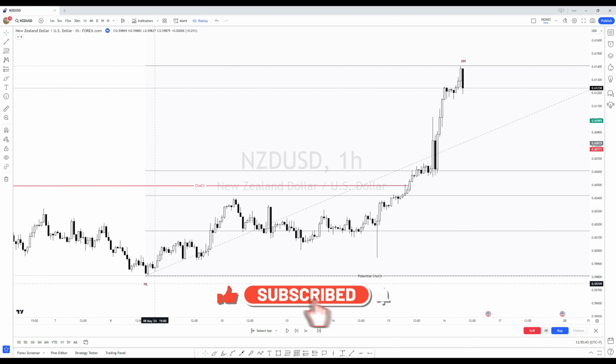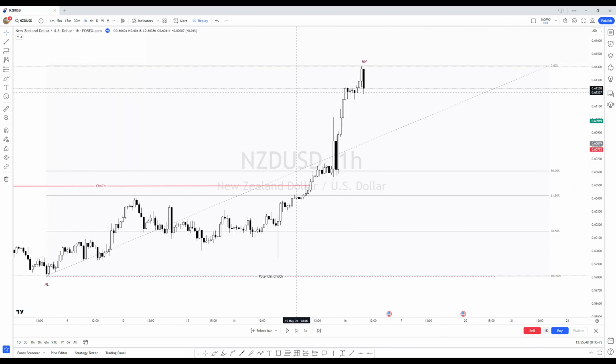Now, by using Fibonacci from the higher low to the higher high, I have divided the market into two zones: the premium zone from 0 to 50% and the discount zone from 50% level to 100%. When we are trading an uptrend, we want to start buying when the market drops to the discount zone, right?